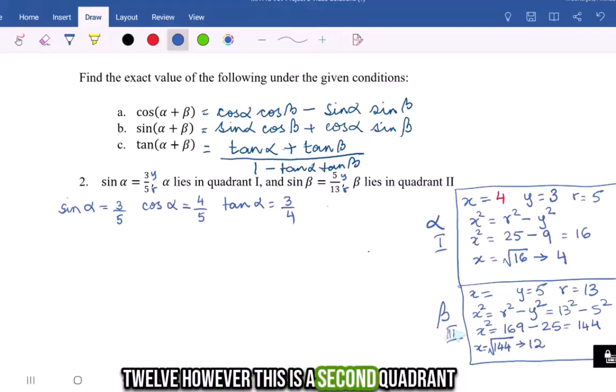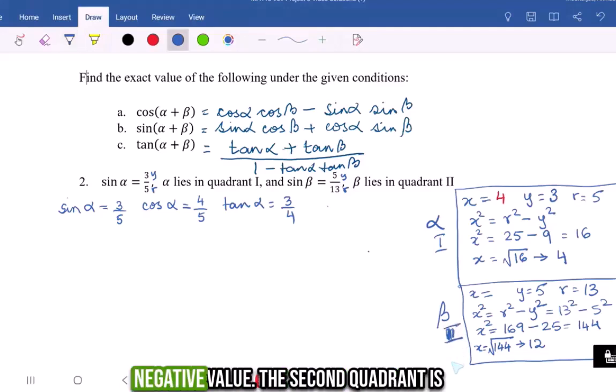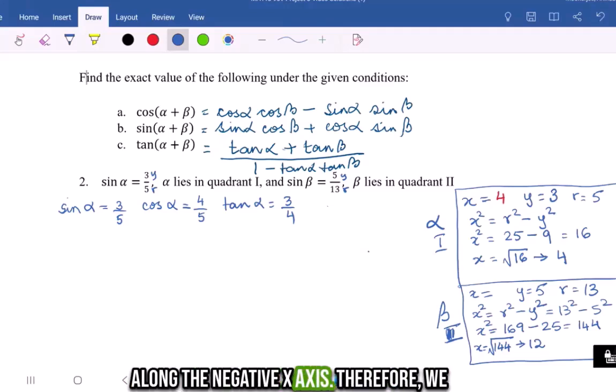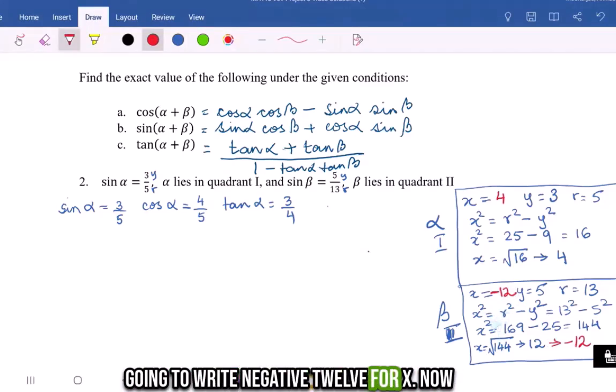However, this is a second quadrant angle. In the second quadrant, x will be a negative value. The second quadrant is along the negative x-axis. Therefore, we have to make that a negative 12. So I'm going to write negative 12 for x.